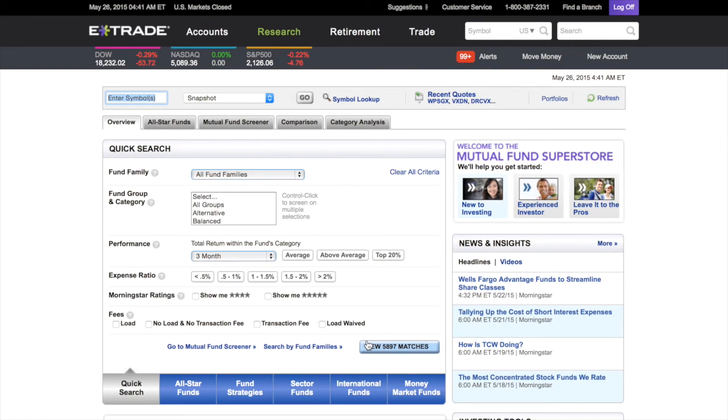What is a load? A load is essentially, let's say you say, hey, I want to buy a mutual fund. And the reason why mutual funds are very attractive nowadays is because when you go to the market, this is the first thing they tell you to go to, which is not a bad thing.